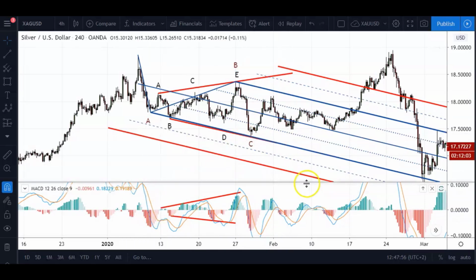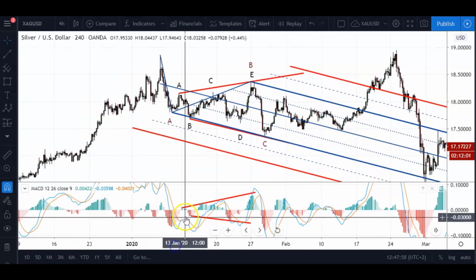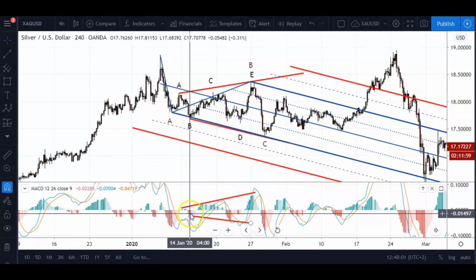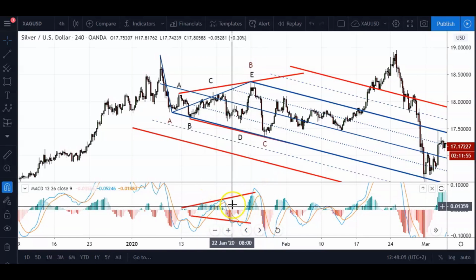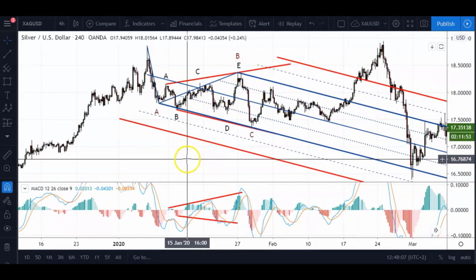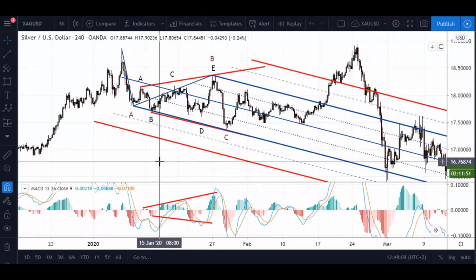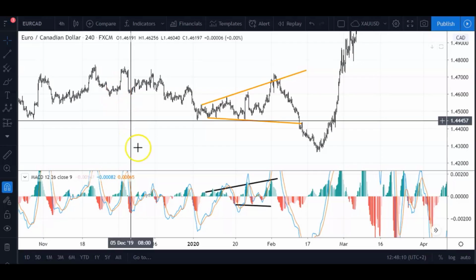Again, just a cool fact that a lot of times you'll find expanding triangles also have an expanding MACD histogram between their waves. So this was quite a complex correction to have dealt with. Let's move on to another example.